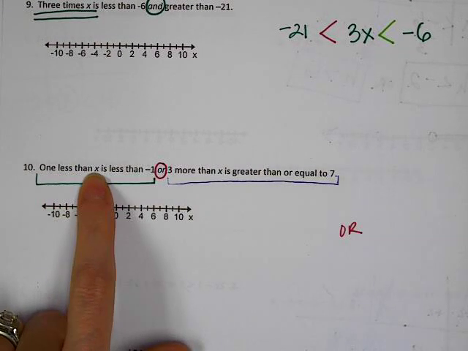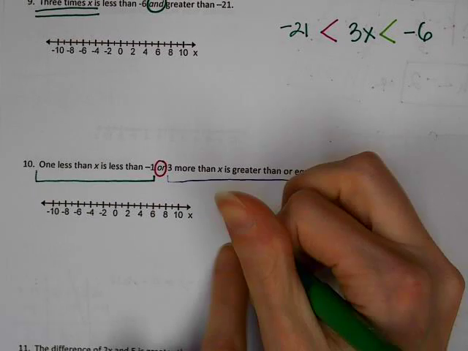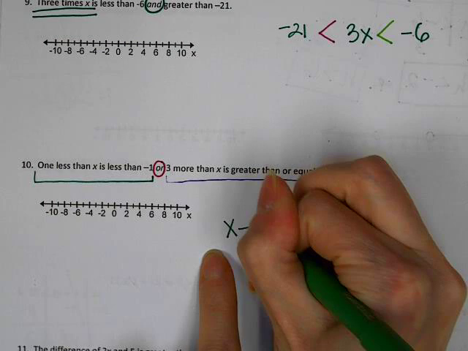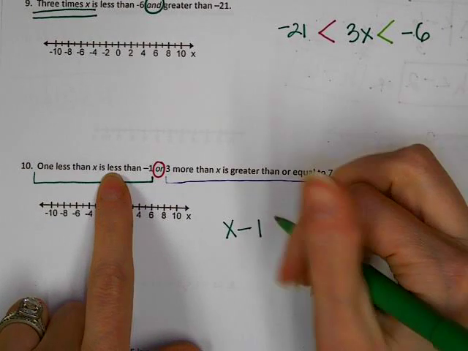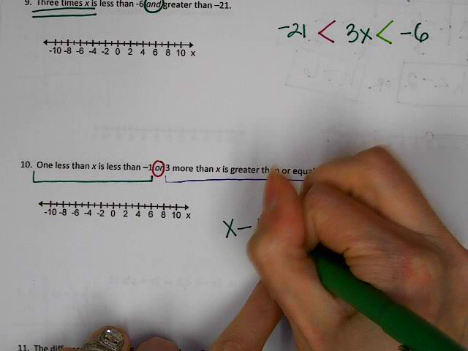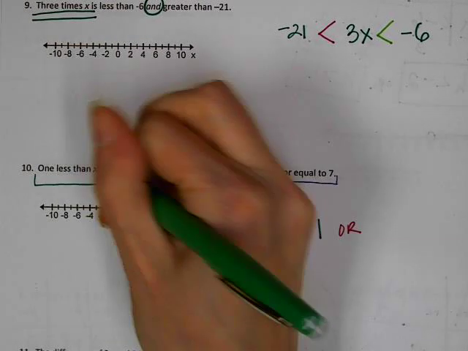1 less than x. Now you guys should remember from chapter 1 or something, 1 less than x is written x minus 1. Is less than -1. Okay, so that's our first one.